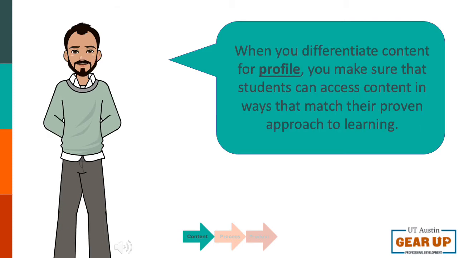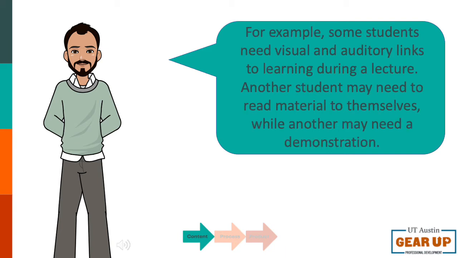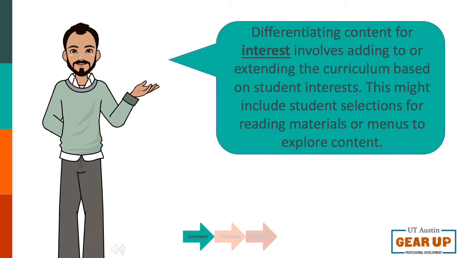When you differentiate content for profile, make sure that students can access content in ways that match their proven approach to learning. This may include accommodations according to their IEP or adaptations based on learning style. For example, some students need visual and auditory links to learning during a lecture. Another student may need to read material to themselves, while another may need a demonstration.